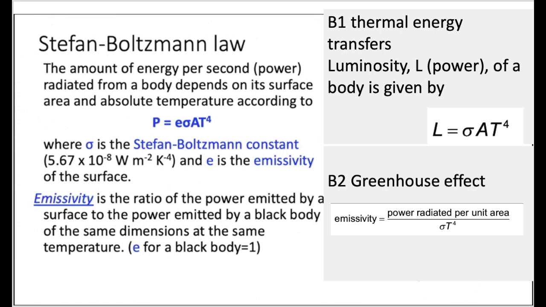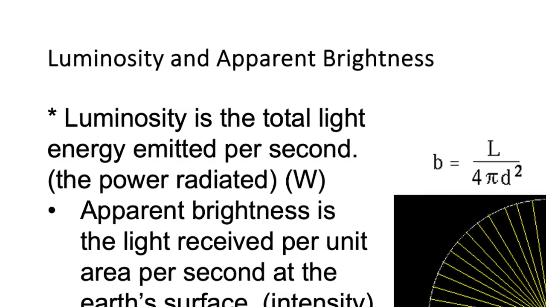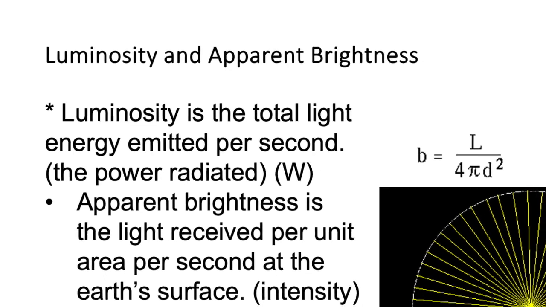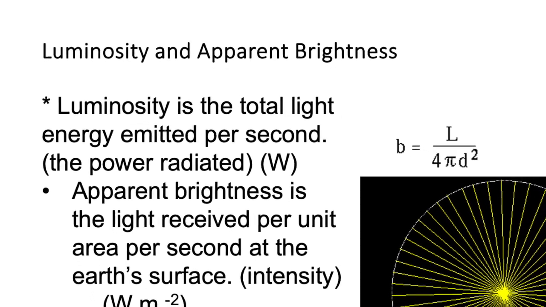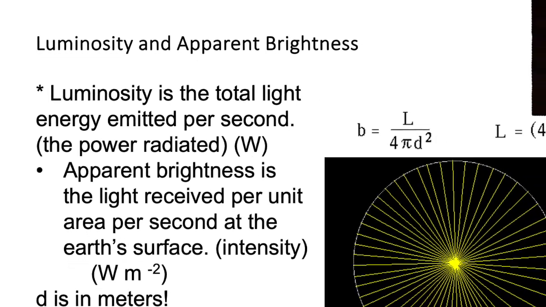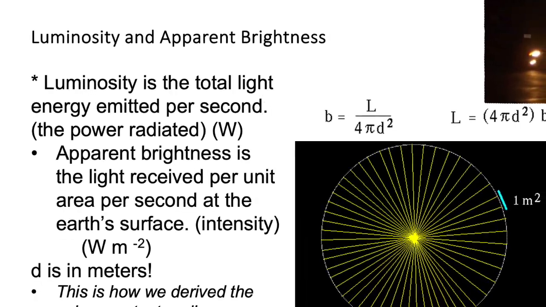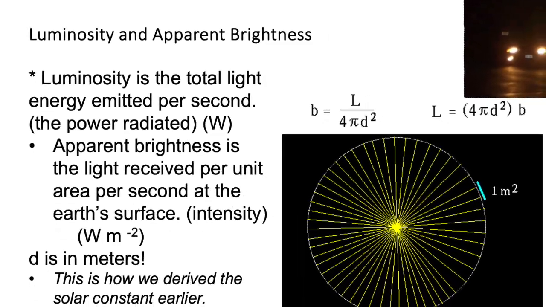It's very important that you remember that T in this formula must be in Kelvin and not in Celsius. Stefan-Boltzmann law helps us understand how we gather information about stars. Luminosity represents the power radiated by the star, and its apparent brightness is the power received per unit area. In other words, the intensity.